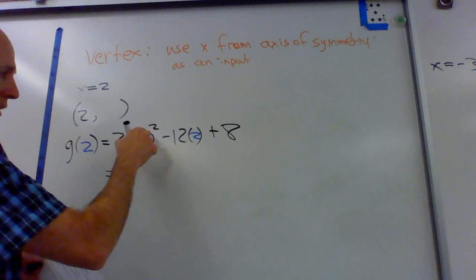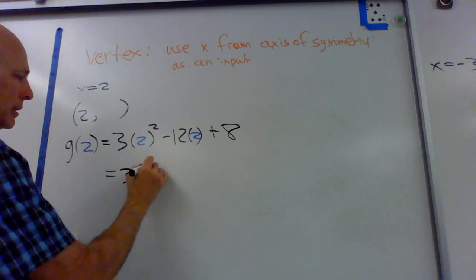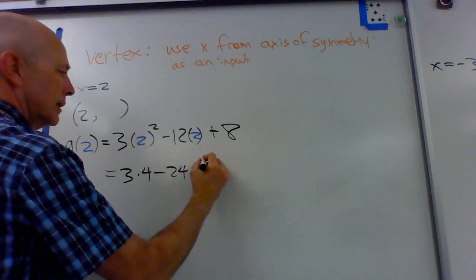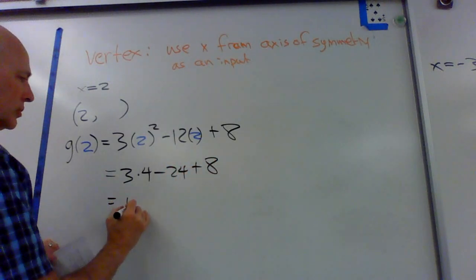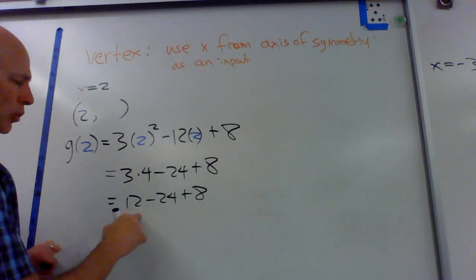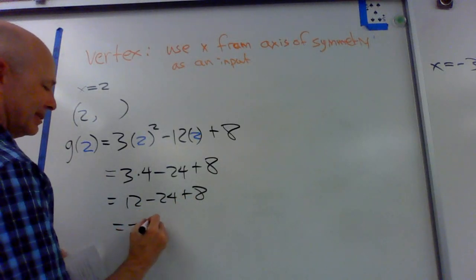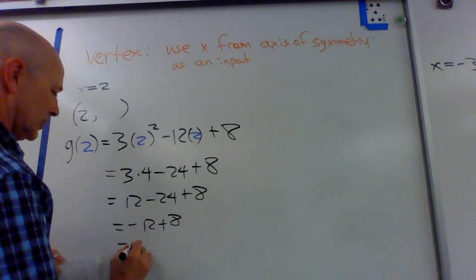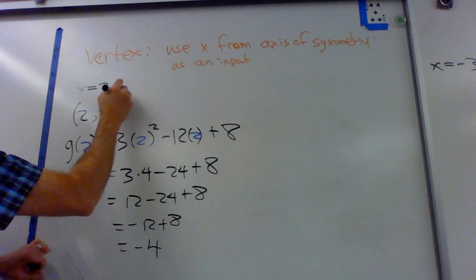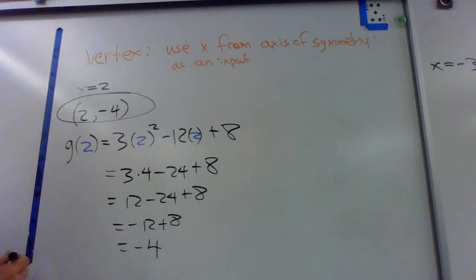Order of operations says the exponent happens first, so that becomes 3 times 4. 12 times 2 is 24, plus 8. This is 12 minus 24 plus 8. 12 minus 24 is negative 12, plus 8 is negative 4. And so the location of the vertex of that first example is 2 comma negative 4.